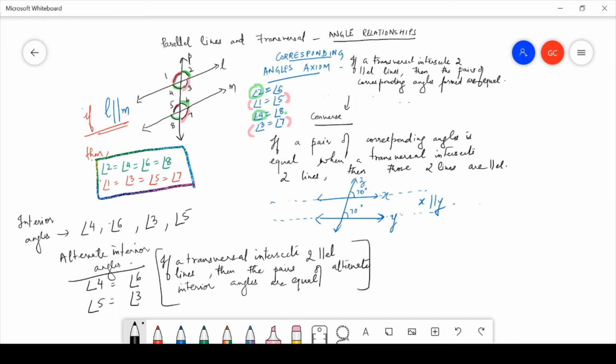All right. Now, same way, there is another relationship. It's called the alternate exterior angles. Okay, alternate exterior angles.